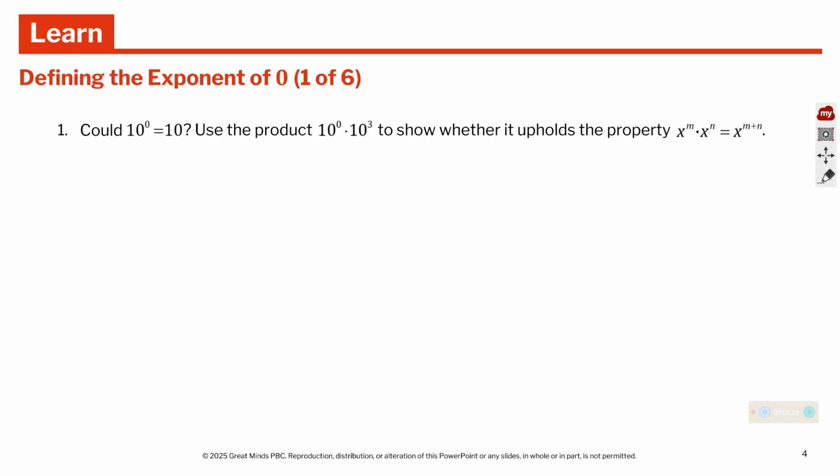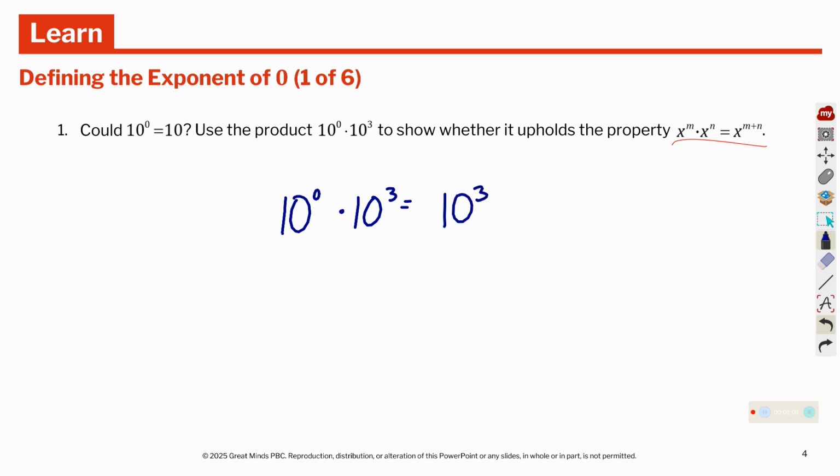This one says, could 10 to the 0 equal 10? Use the product 10 to the 0 power times 10 to the third to show whether it upholds the property. X to the m times x to the n is equal to x to the m plus n. So we have 10 to the 0 times 10 to the third. Using this property, we should be able to add the exponents. 0 plus 3 would give us 10 to the third.